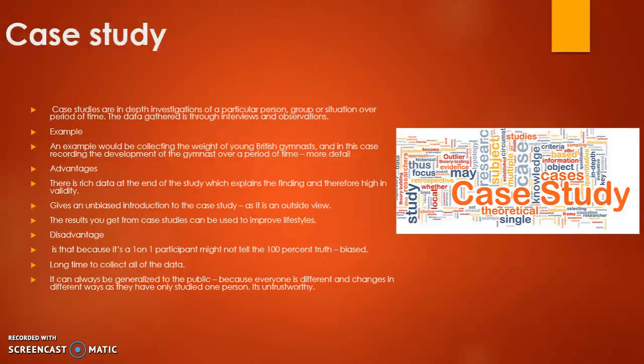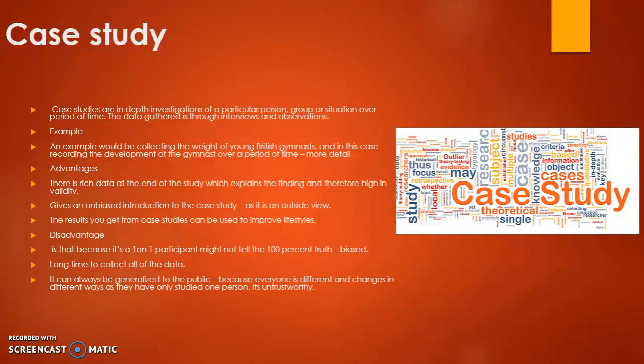Case study. Case studies are in-depth investigations of a particular person, group, or situation over a period of time. The data gathered is through interviews and observations. An example of a case study would be collecting the weight of young British gymnasts. In this case, recording the development of the gymnasts over a period of time.